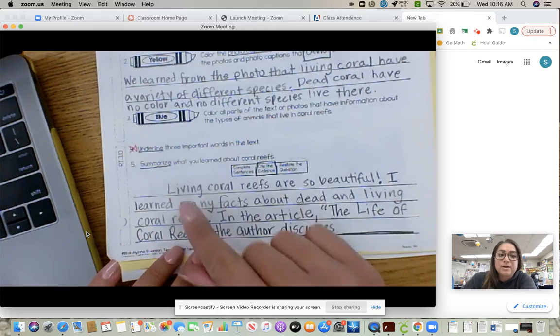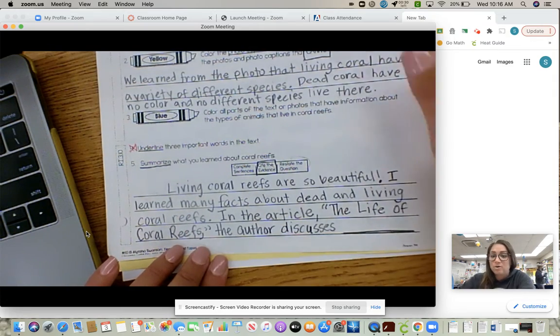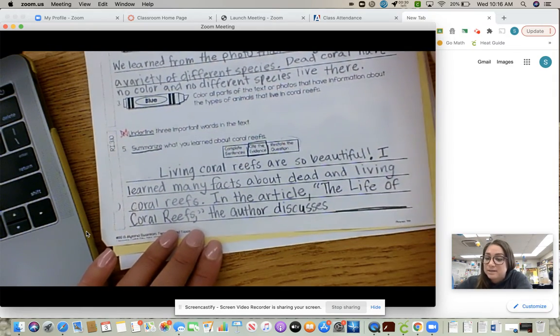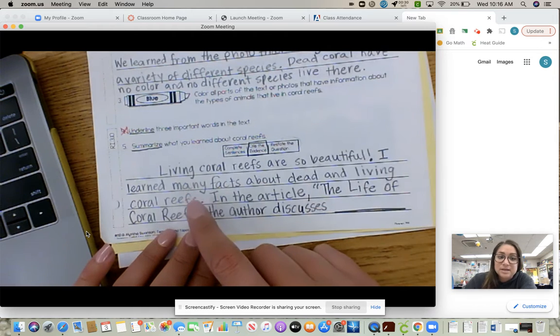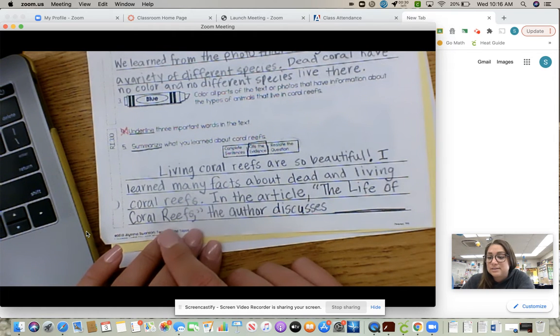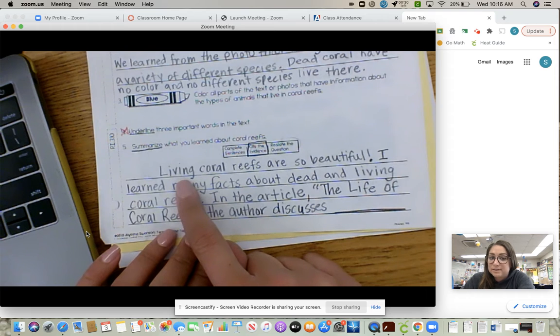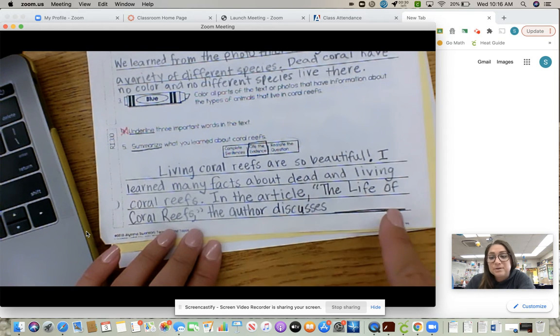We skip number 4, and then number 5 is what you need to do at home. You need to write a paragraph summarizing what you learned about coral reefs. So I gave you some sentences to get your paragraph going. We have our attention grabber as our first sentence. Living coral reefs are so beautiful.